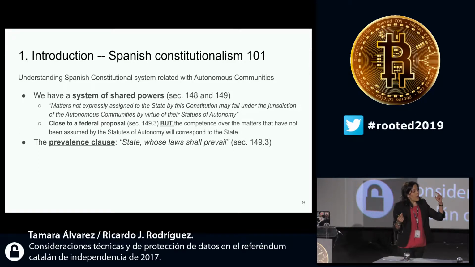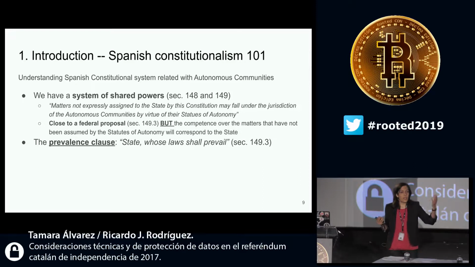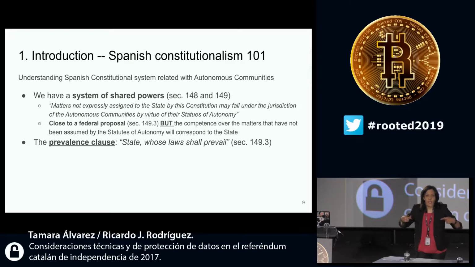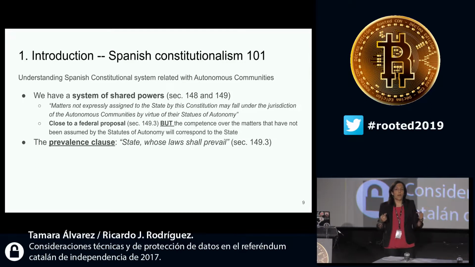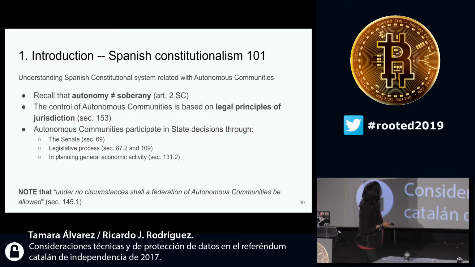The autonomous communities have the capability to make laws, with their executive and legislative power. What happens if both parliaments legislate over a matter that hasn't been attributed expressly to any of them? The actual state law will prevail over the autonomic law. That's the so-called prevalence clause.